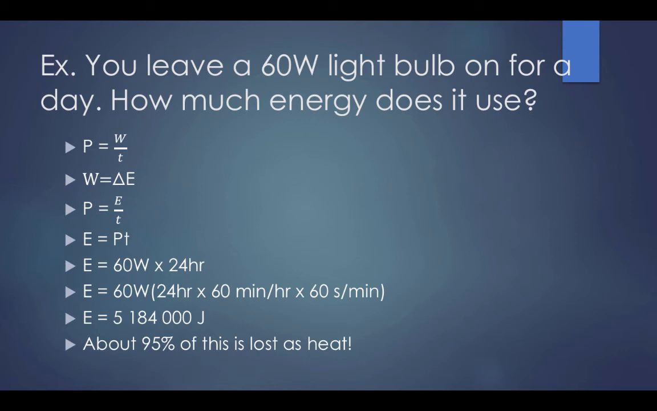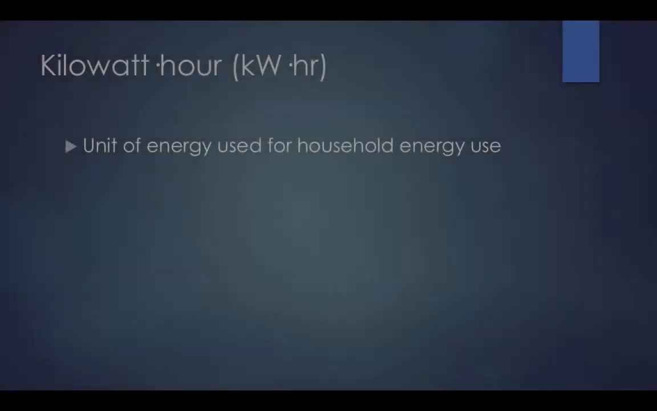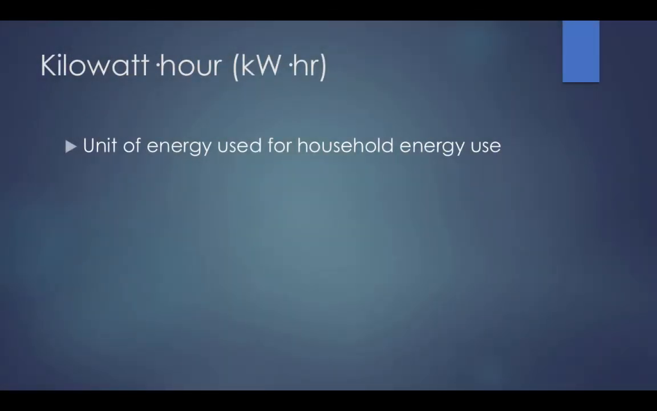As you can see, this number is huge and represents only a single 60-watt light bulb in your house. Your house has dozens of electrical devices which are using electricity constantly. Your electricity bill would have to report an astronomically large number if it reported your energy in joules. Rather, we use the kilowatt hour for household electrical use.